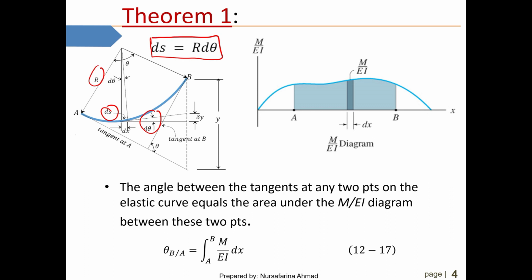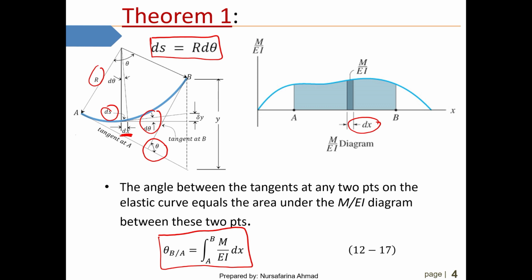Since ds is infinitesimal, because of the small lateral deflection of the beam that is allowed in engineering, it can be replaced by its horizontal projection dx. The angle theta between the tangents at A and B can thus be obtained by summing up the angles subtended by the infinitesimal lengths lying between these points. Thus, we produce the equation. This equation is referred to as the first moment area theorem.